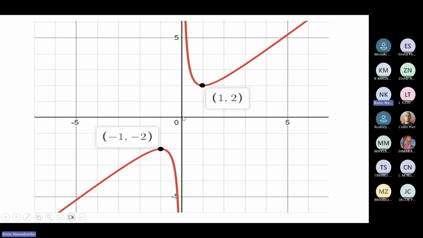It happens exactly here, in between the two points, in between minus 1 and 1. And between minus 1 and 1 is the point 0. Although the graph doesn't pass through there, that is where the graph changes from concave down to concave up. And that is why this is still our point of inflection in this case. Are there any questions?